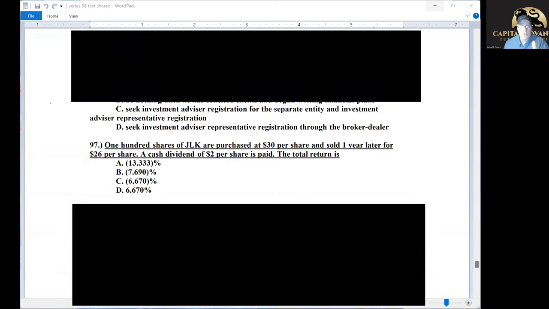Let's try another one. Okay, so here's another example. 100 shares of JLK are purchased at 30 per share and sold a year later for 26. We lost money that time. And a cash dividend of $2 is paid. So the total return is, let's do this.